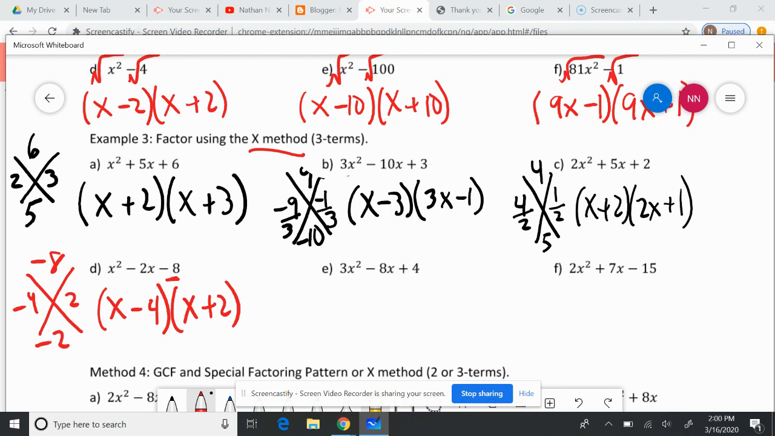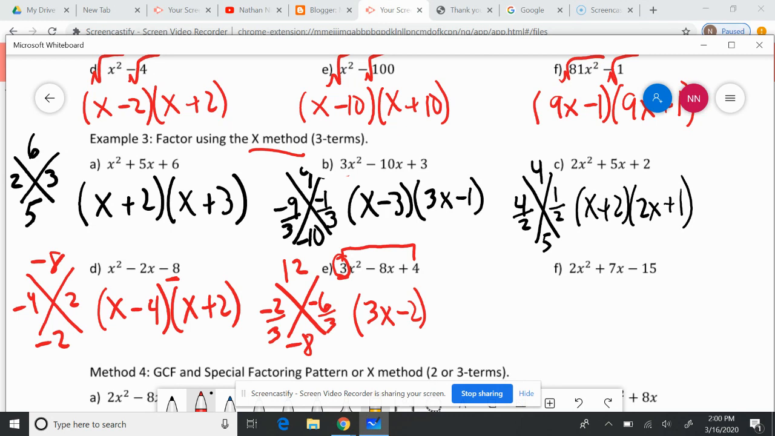Now looking at letter E, because there's a leading coefficient, we're going to multiply the 3 and the 4, and that right there is going to give us a 12 on top and -8 on the bottom. So the two numbers are -2 and -6. We're going to take each of those numbers, and because there's a leading coefficient of 3, we're going to divide each of them by 3. When we divide it by 3, what we get is 3x minus 2 and x minus 2.